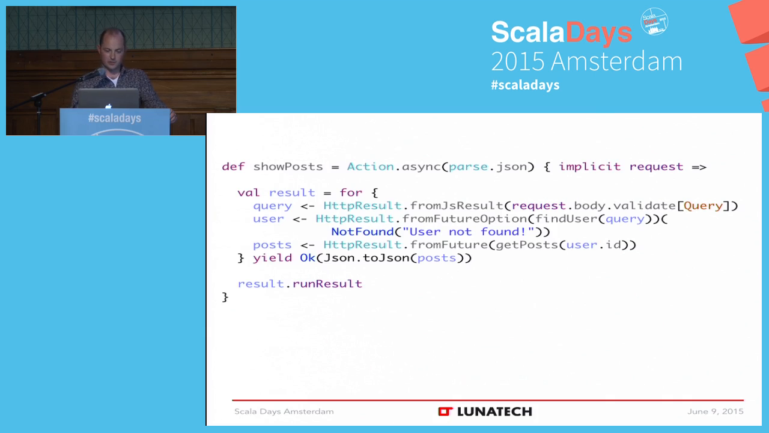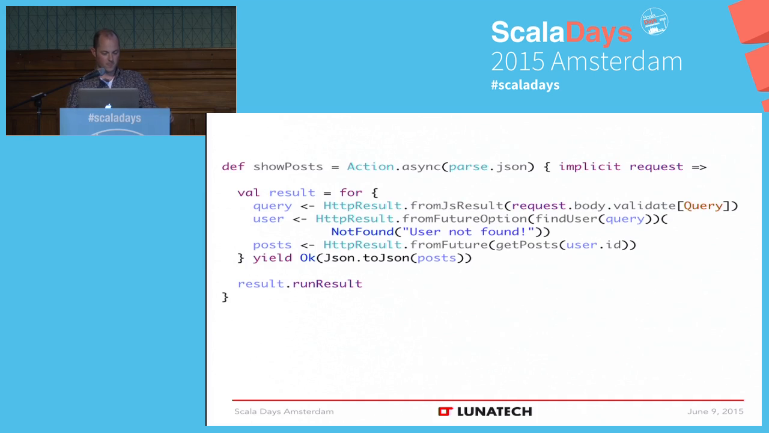Once we have the query, we can put it into the findUser method. That's some method on the service thing, whatever. That's going to give us a user back. We have to use some method on HTTP result to get that into the right shape, and then we get the posts for this user ID, and we have to get that in the right shape. And once we've done that, we can just put it in a for comprehension and generate our final result, which is a JSON representation of the posts from the database.